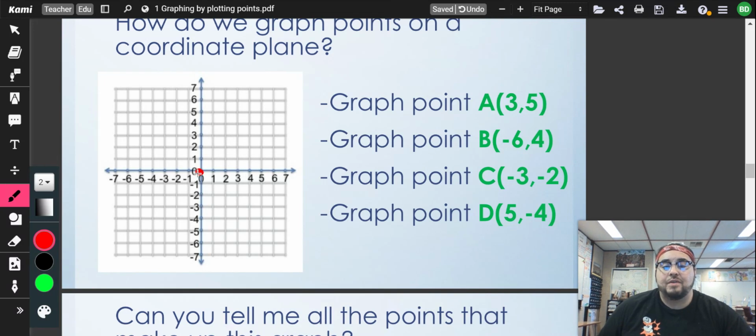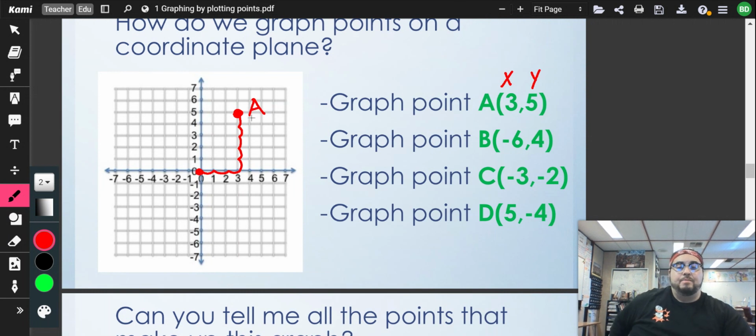So to graph our first point A, remember that x is first and then y. We have positive 3 and positive 5, which means I'm going to go 3 to the right. So we can use little squiggles if we need to. 1, 2, 3. And then we have to go up 5. 1, 2, 3, 4, 5. And this is where our point is. Okay, so this is point A.